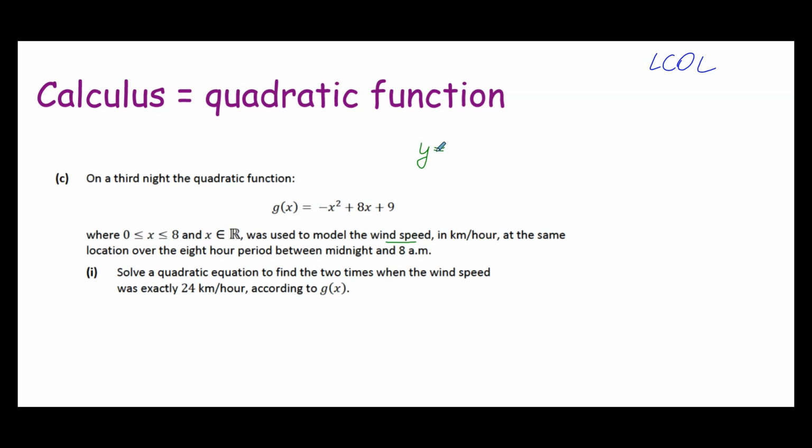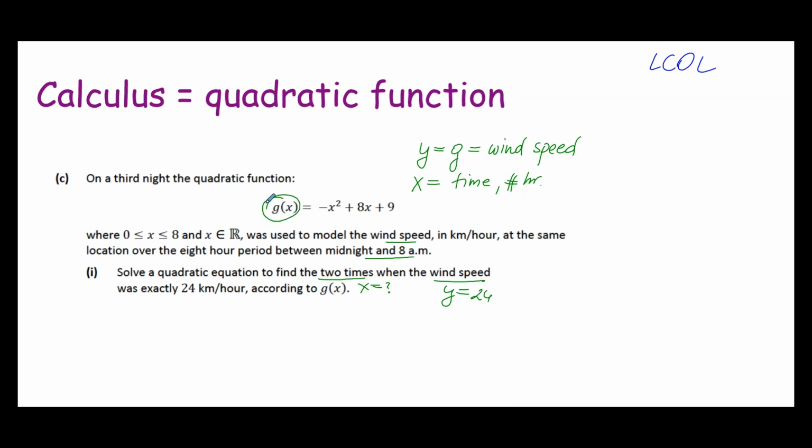That the value of y here, which is called g, is the wind speed, or the speed of wind, at the same time, location over the 8-hour period between midnight and 8. So the value of x here is the time, the number of hours after midnight. So the first part, we have to solve the quadratic equation to find the two times, meaning finding the value of x, when the wind speed, meaning the value of y, was exactly 24. Okay, so that's what we do.